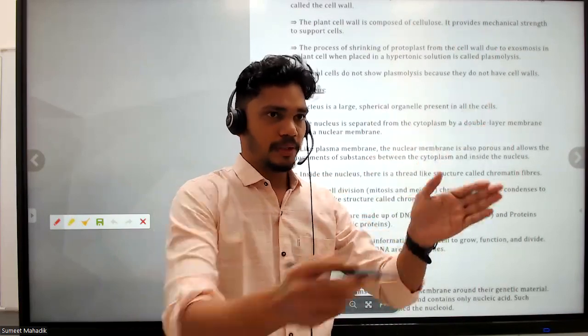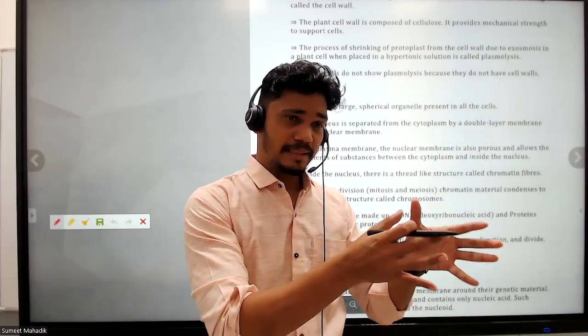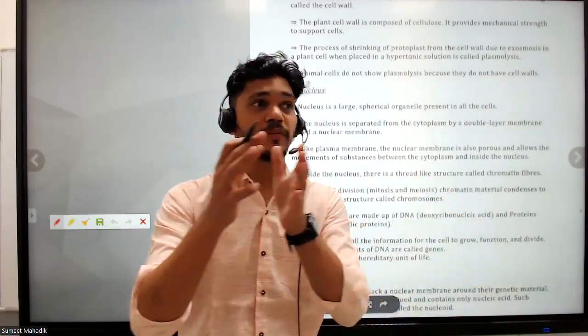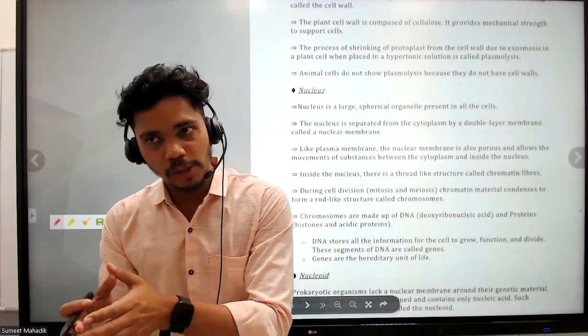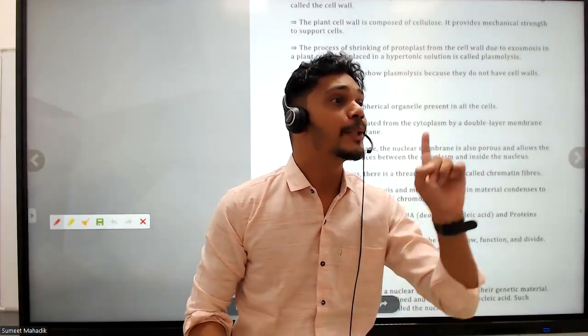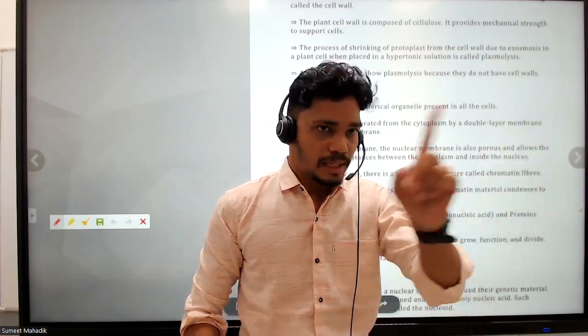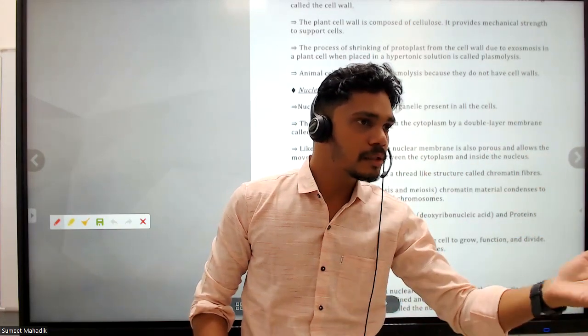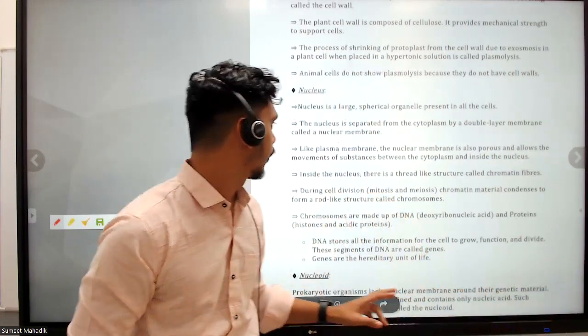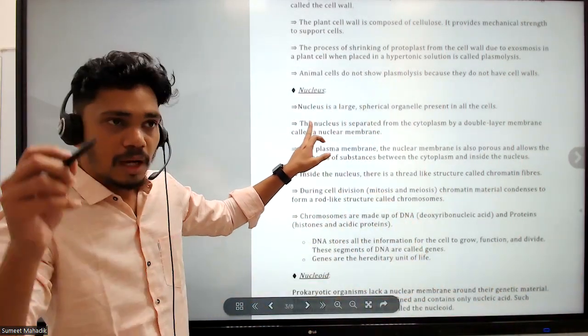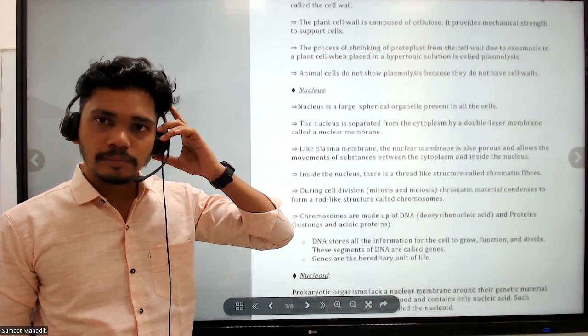Once they grow in a particular area, this meristematic tissue is going to convert into what? Permanent tissue. They have lost the ability to divide and redivide. Yes or no? So they are considered permanent tissue. Now is this permanent tissue responsible for division? No, not at all. Okay. So permanent tissues do have a nucleus.